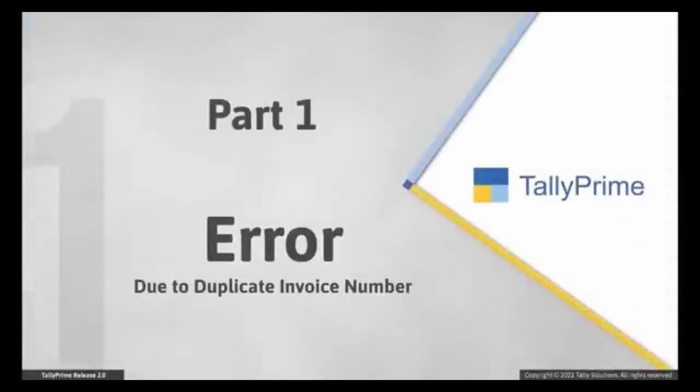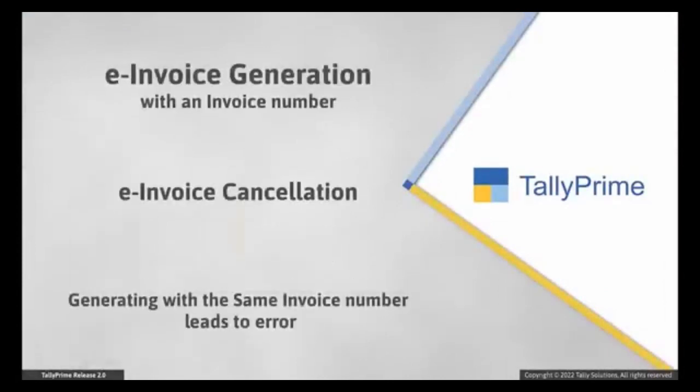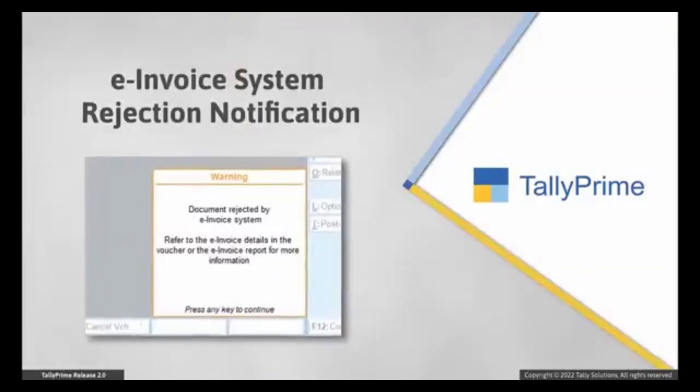Now, let us first look at the error that occurs due to a duplicate invoice number. Consider that you have generated an e-invoice for a transaction with an invoice number. Thereafter, you have to cancel the invoice, or you just created a new voucher with the same invoice number. In such a case, when you try to generate an e-invoice for the transaction, the e-invoice system rejects it.